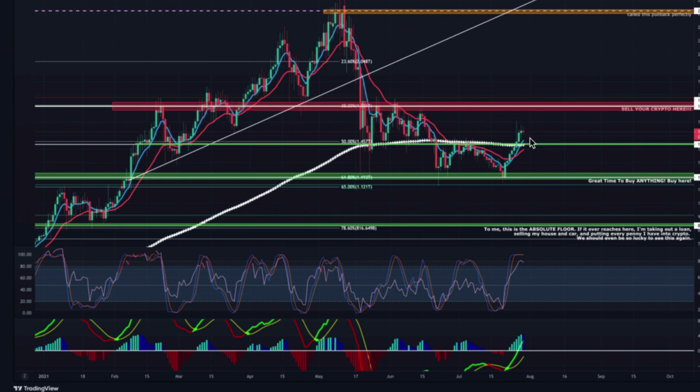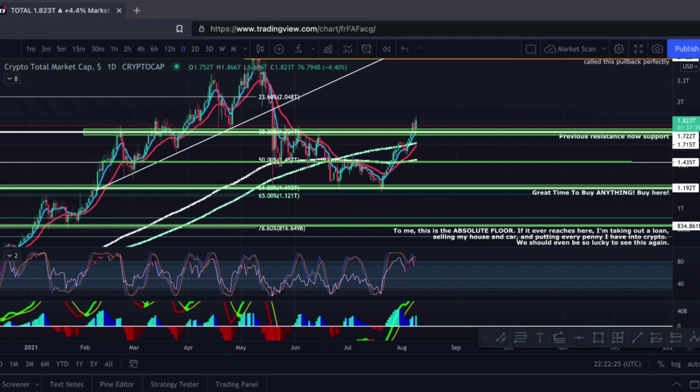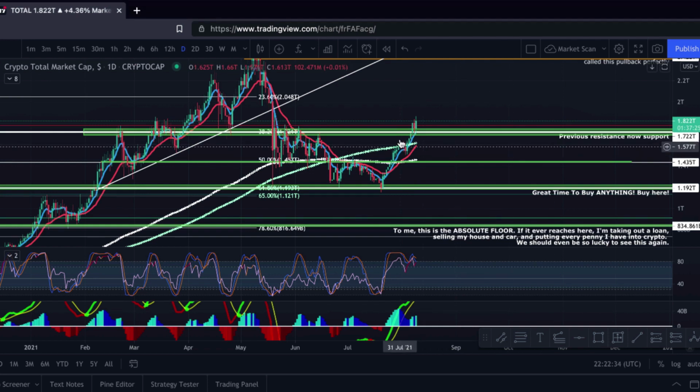And so here's the main chart, total market cap. It was right here. So you wanted to buy it here or you wanted to sell it here. You would have just held on to it, sold it here, and that would have been the play.